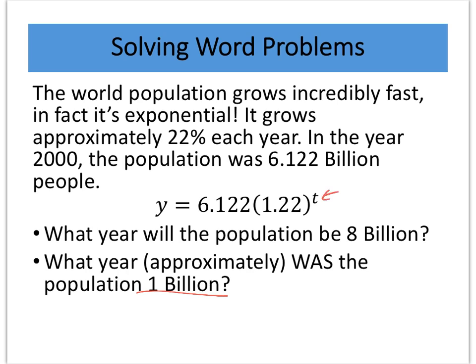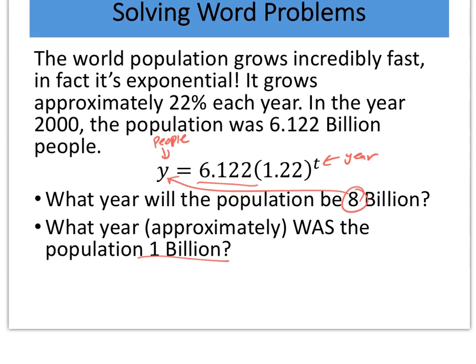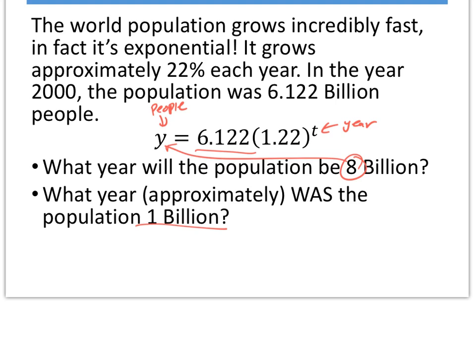Time, we're talking about the number of years, and we're talking about the number of people in terms of billions. So if we're using 6.122 here, our number is just going to be 8 when we plug it in for B. So we've got 8 equals 6.122 times 1.22 to the power of t. And notice, I don't know if you know this, but the 22% is what's creating that 1.22. This just happens to be the same number, which is kind of funny, actually. But we have to divide by 6.122 first.